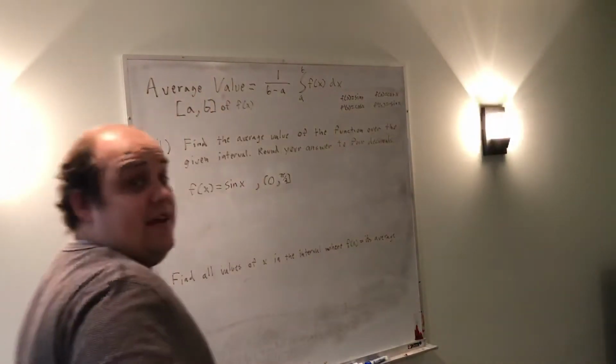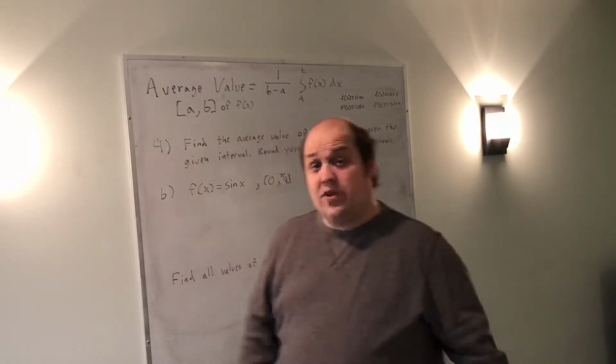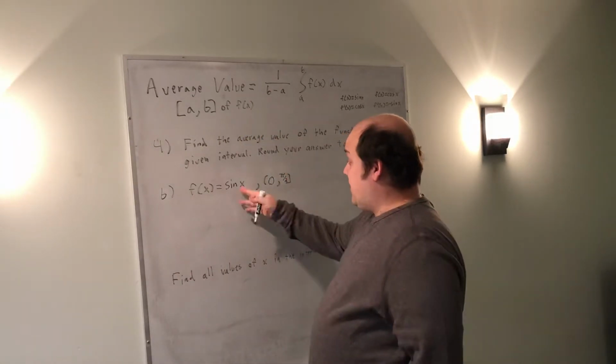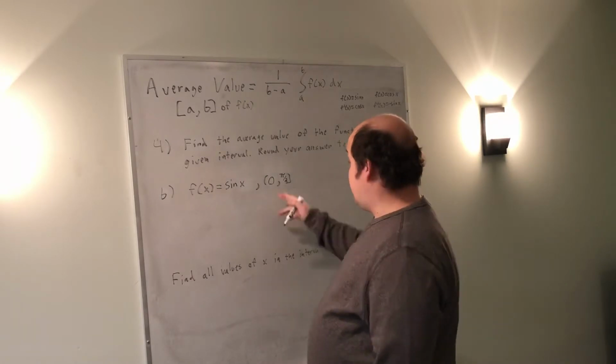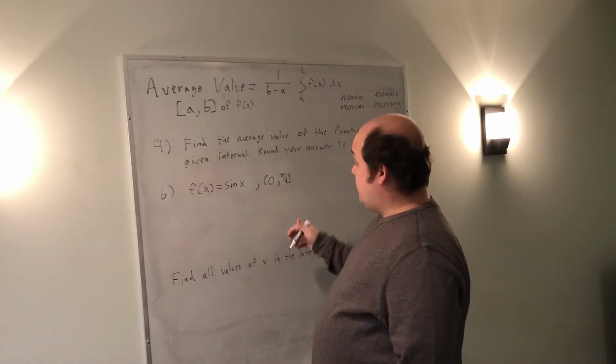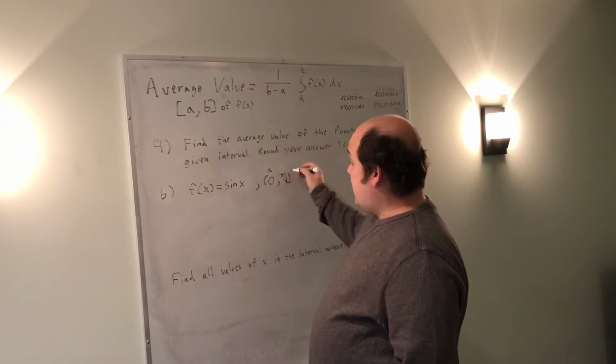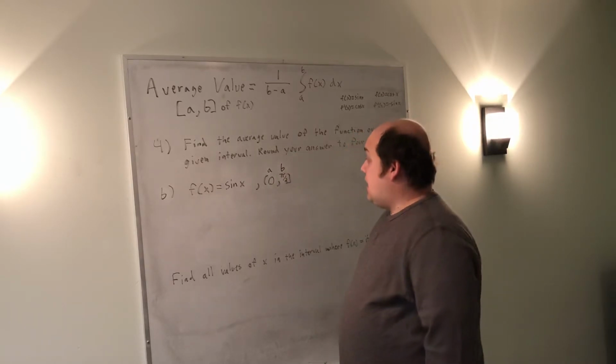The final problem with average value deals with a trigonometric function, specifically sine of x. They ask us to find the average value of sine x from 0 to pi over 2. I'm going to label 0 as a, the starting point, and pi over 2 as b, the ending point.